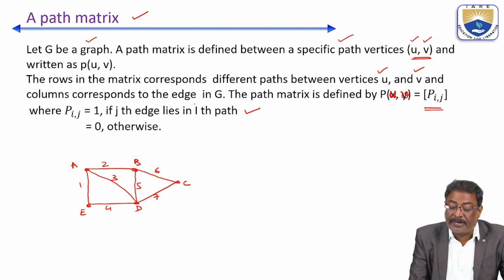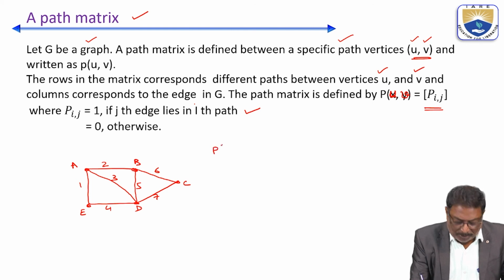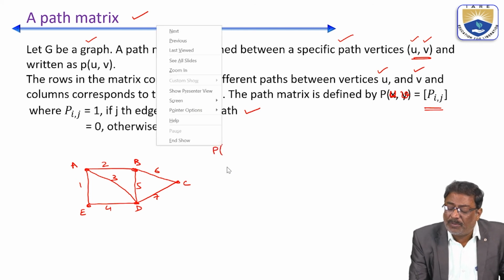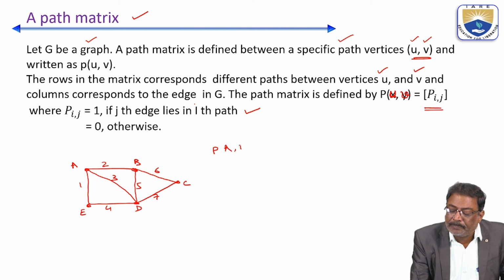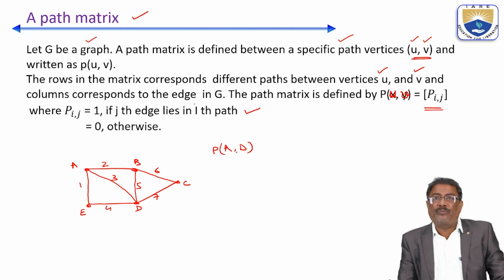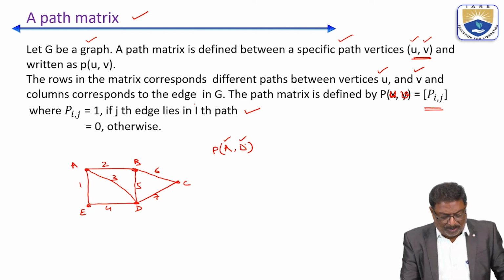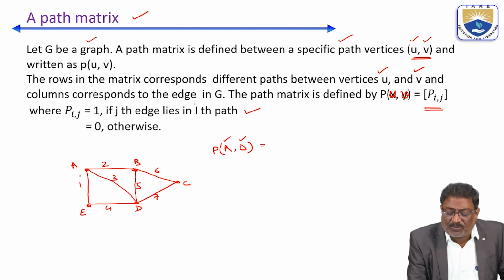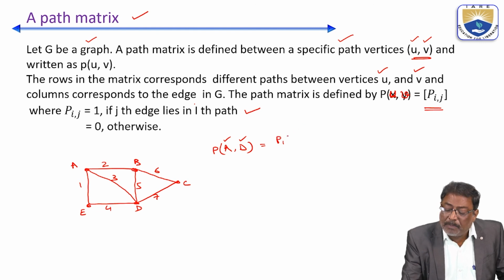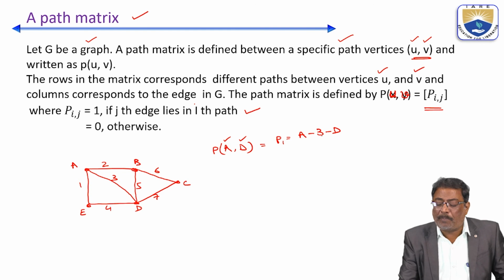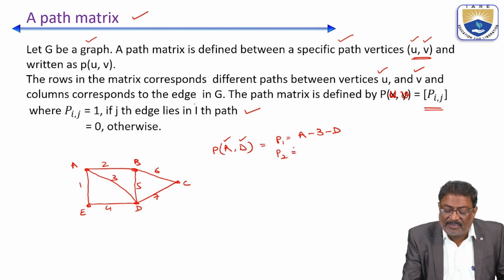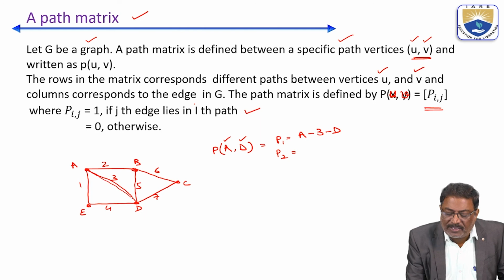Now, I am going to find out a path matrix from the vertex A to D. So what are the different paths from A to D? One path is, let us say, P1. P1 is equal to A, and next E3, next D. This is one path.